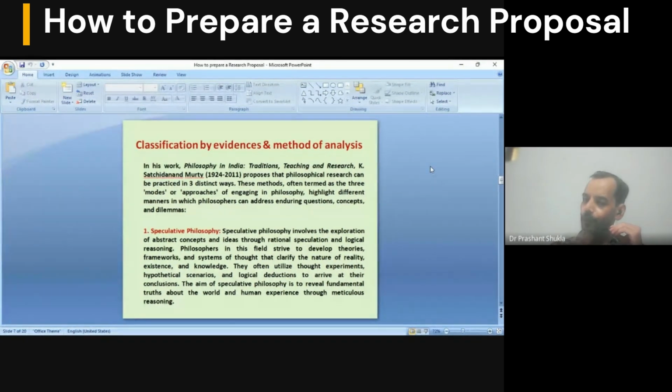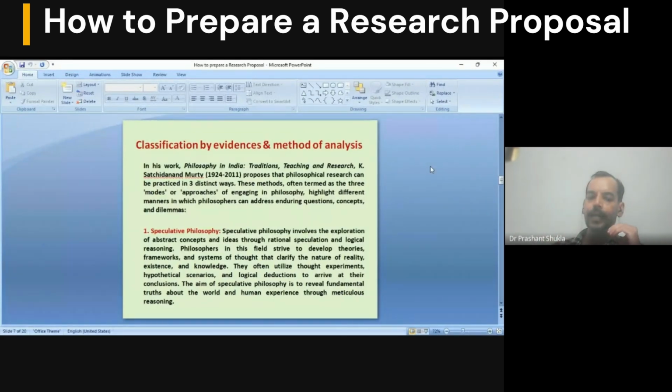I believe every research scholar should read this book. So Professor Murthy proposes that philosophical research can be practiced in three distinct ways. You can call them modes or approaches of engaging in philosophy, highlighting different manners in which philosophers can address the questions or the concepts or the dilemmas.